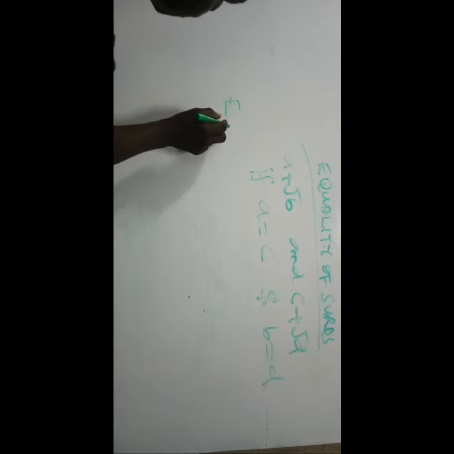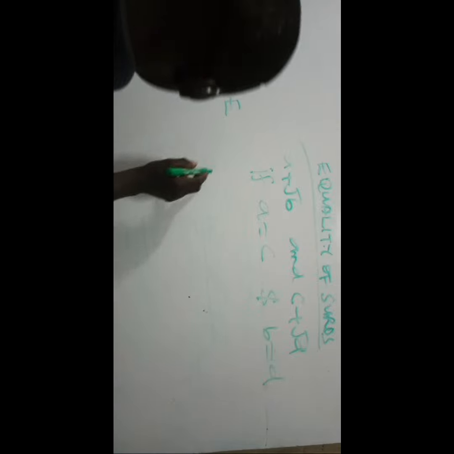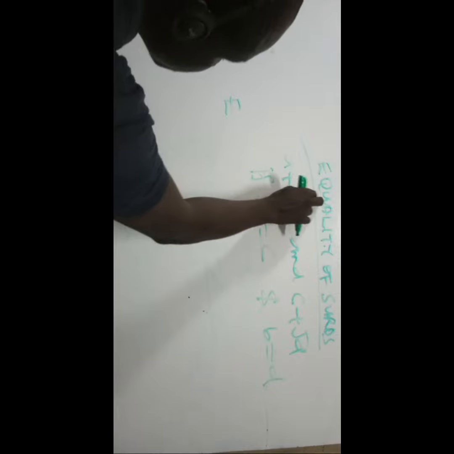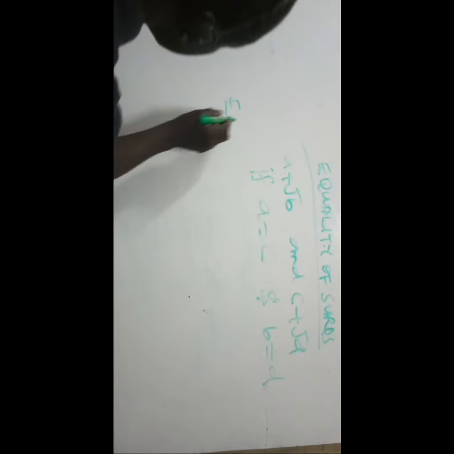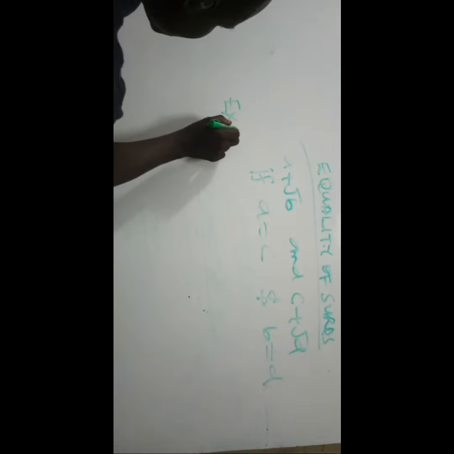So the concept of equality of two surds enables us to determine the square root of a surd number. That is, this idea enables us to determine the square root of a surd number. If we are asked to find the square root of a surd, the concept of equality will help us to do that. Example, let's do example 6 or 7.